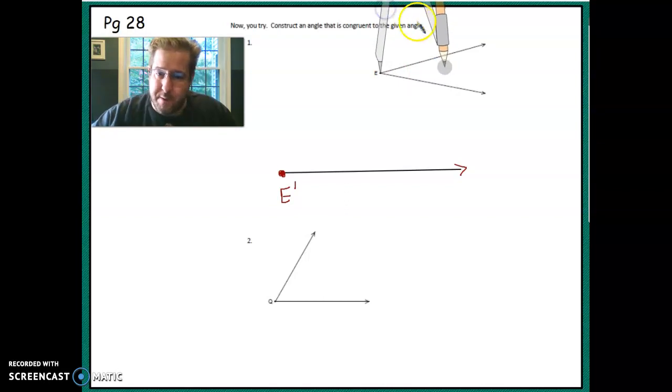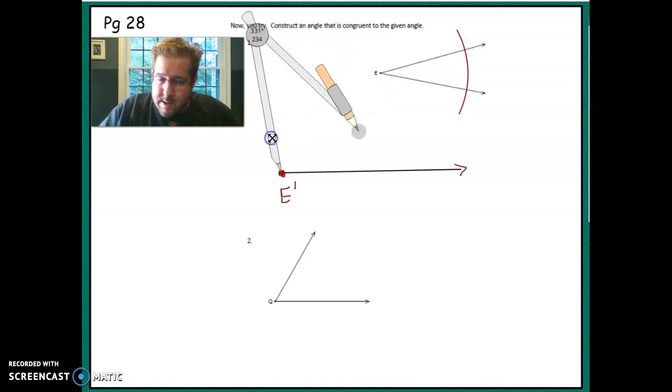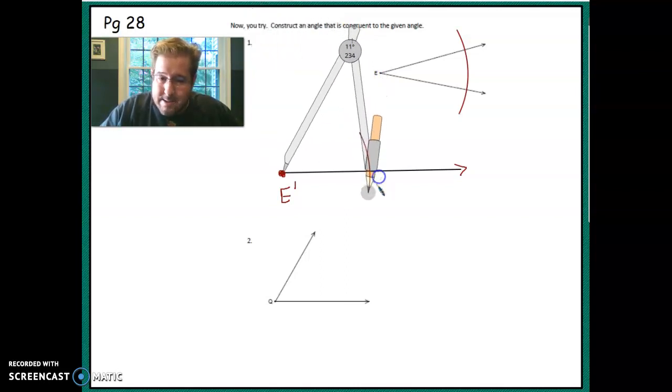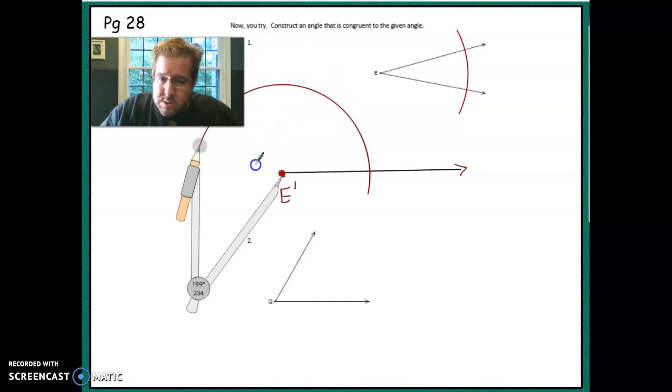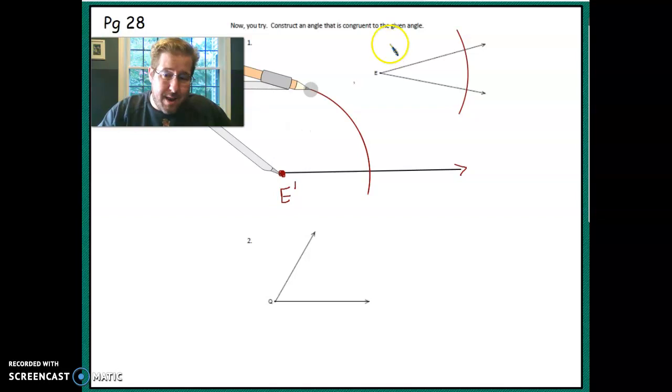So what I'm going to do is put my fixed point on E. I can open this up as much as I want. It really doesn't matter as long as it's going to intersect both of the rays, which it does. Okay? And then I'm going to bring this fixed point over here to E prime, the exact same point, and I'm going to make the exact same arc. Now, sometimes teachers have you make a full circle. You don't need that full circle, but at the beginning, maybe that's going to be more helpful for you. You see how long this arc is? I would make the arc longer.